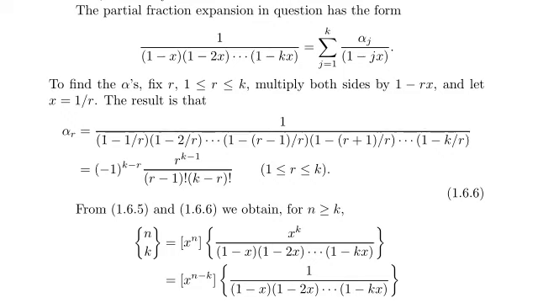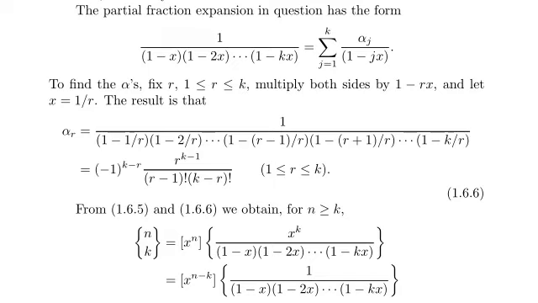Alright, and so where did they get? Did they get to that point? So they have alpha r is equal to 1 over 1 minus 1 over r times 1 minus 2 over r times dot dot dot 1 minus r minus 1 over r, and then we miss out 1 minus r over r, and then we have the rest of them. There you go, that's exactly what we've got there.